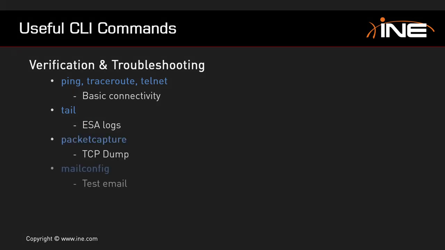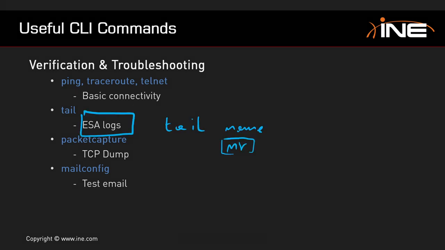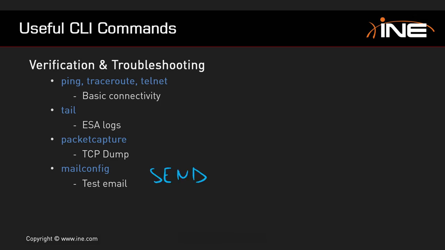Packet capture, this is the tcpdump utility built into the ESA, and we also have mailconfig. This command is useful if you want to test ESA's email sending capabilities. Like you initialized ESA for the first time, you configured the IP address of an internal SMTP server, and you want to see if ESA is capable of sending emails to this internal email appliance.